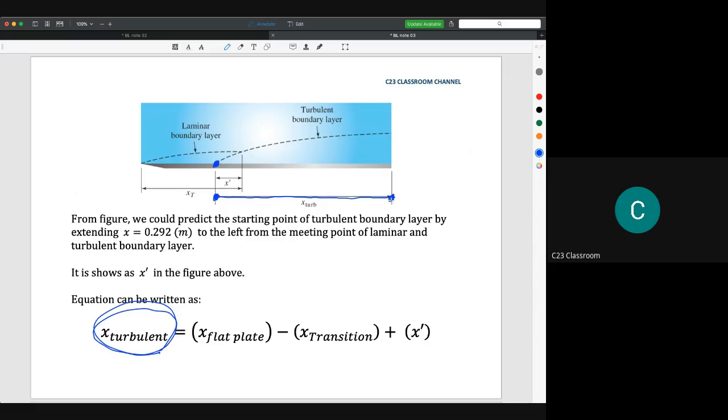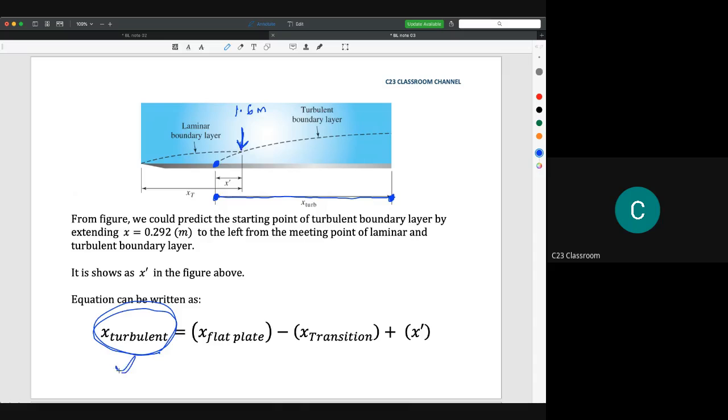Previously we know that the distance of the laminar boundary layer here is 1.6 meters. But this 1.6 meters is not the real starting point for the turbulent boundary layer. It is the critical location, meaning the change from laminar to turbulent boundary layer. It occurs at x of 1.6 meters, but it is not the real starting point for the turbulent boundary layer.